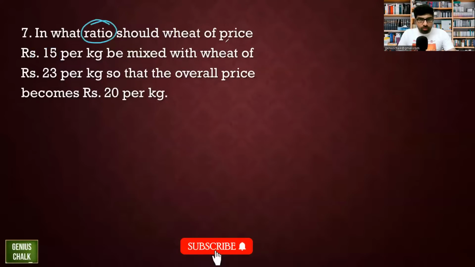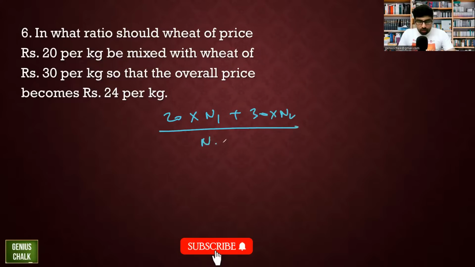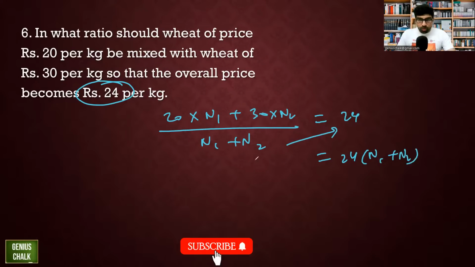In what ratio? Ratio is asked. Wheat of price 15 per kg mixed with 23 per kg. Now, if you solve the previous question by the earlier method, because ratio was asked, it should be like this. 20, you will say, okay, N1, and 30, N2, right? Overall, N1 plus N2. This is even tougher. Overall is 24, so this will be 24, and this is going that side, N1 plus N2. If you do not know the alligation method, then you could have solved this question like this, and it is really time consuming, you can see.